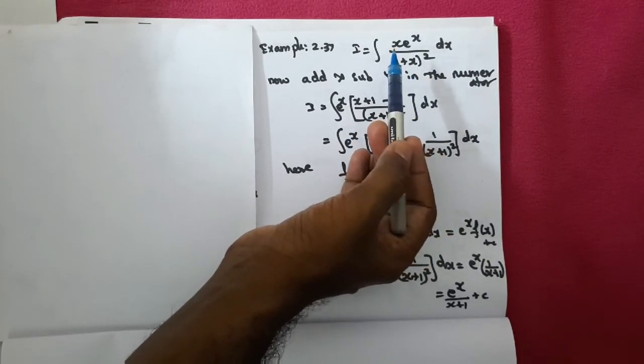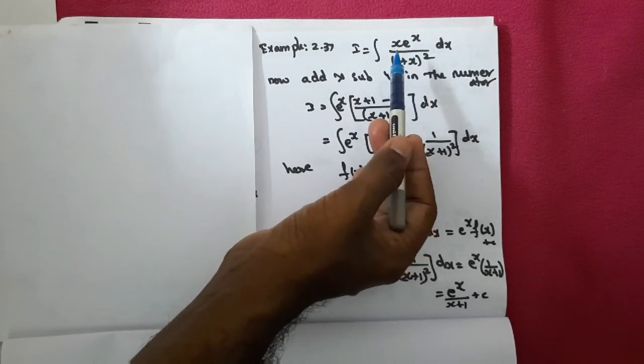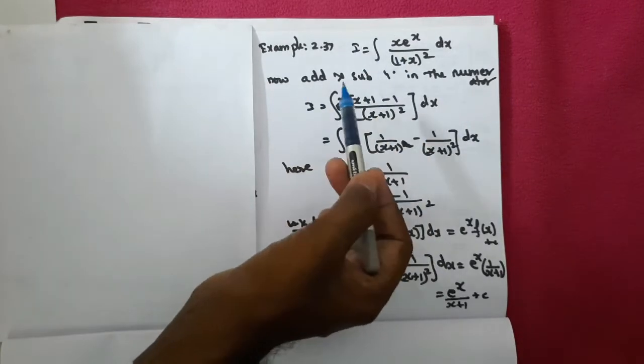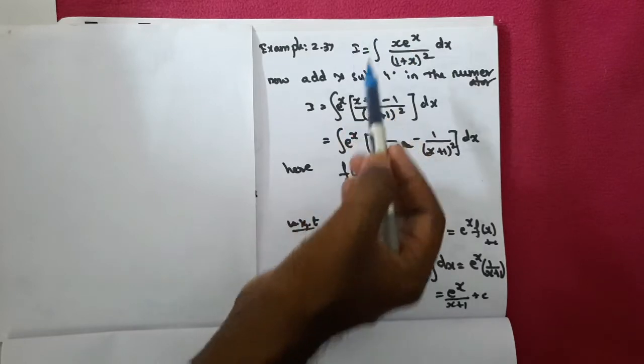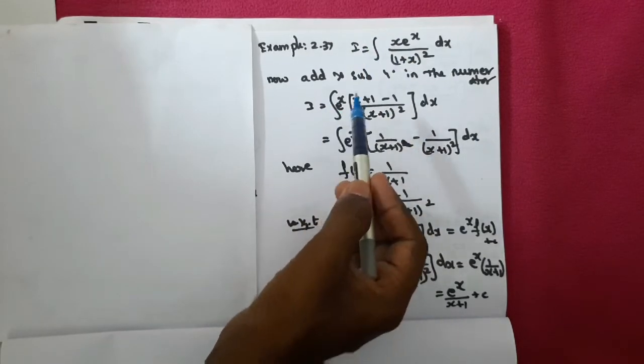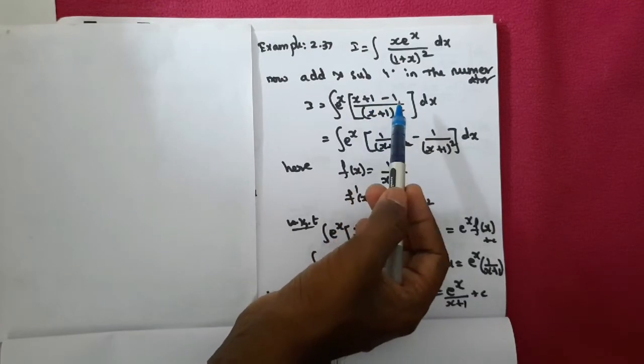So can we express x with the help of 1 plus x? Yes, of course. So we have to add 1 with this x. So I am going to add and subtract 1 in the numerator only. So before that I keep the e power x in the front. So I equal to integral e power x of x plus 1 minus 1. We are adding 1 and subtracting 1.